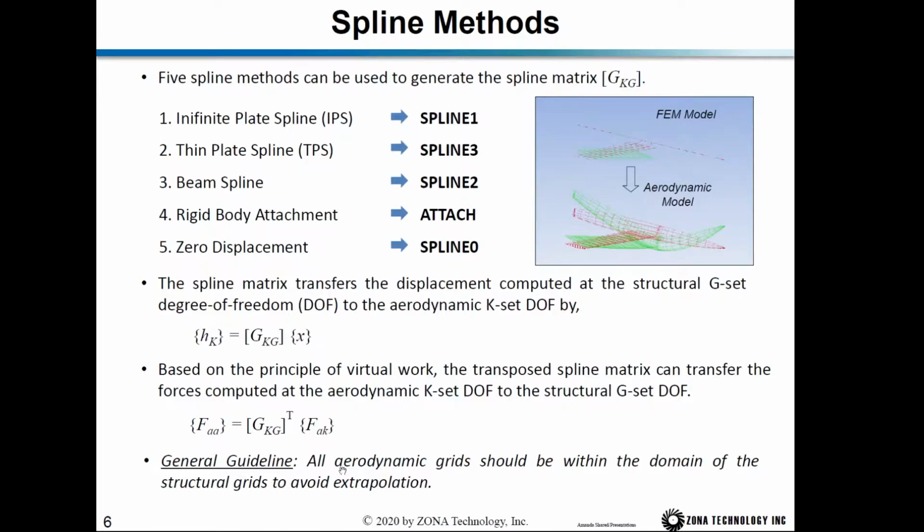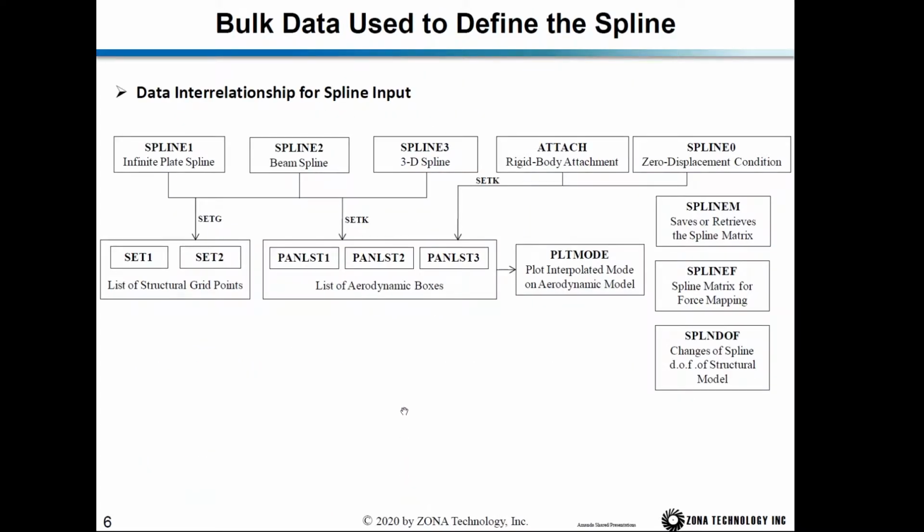As a general guideline, all aerodynamic grids should be within the domain of the structural grid to avoid extrapolation. And so these are all the bulk data cards in the spline module. Spline 1 is for infinite plane spline. Spline 2 is for beam spline. Spline 3 is for thin plane spline. This is a 3D spline. Attach, you would attach the aerodynamic model to a single structure grid point, and spline 0 is a zero displacement condition.